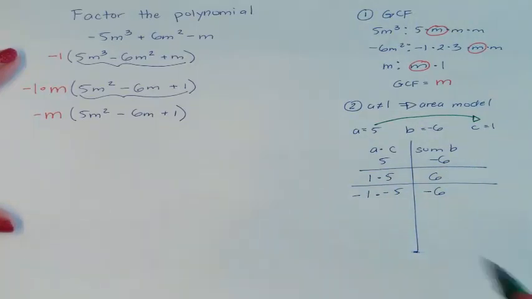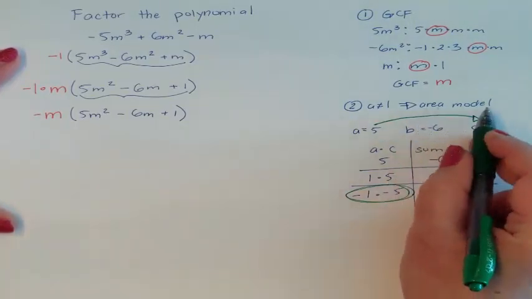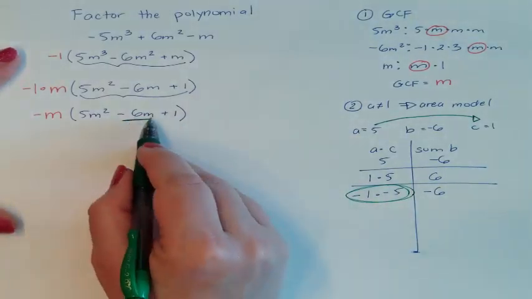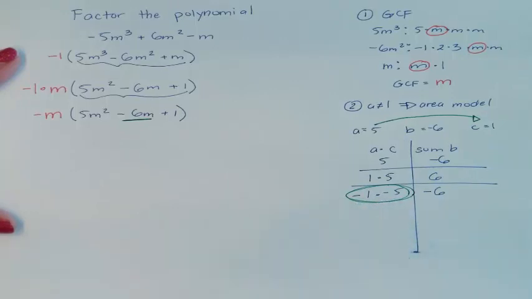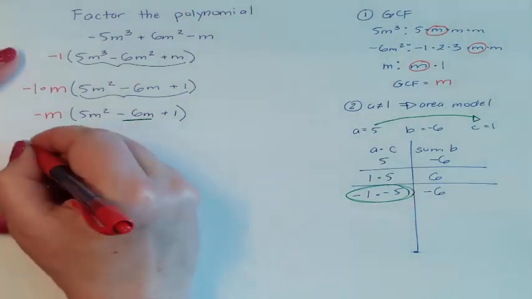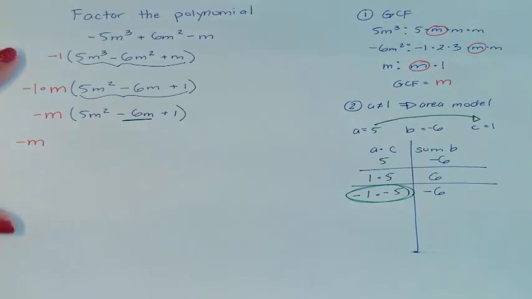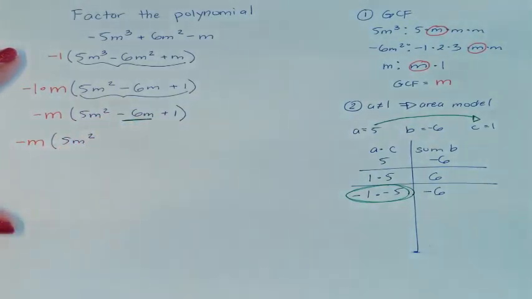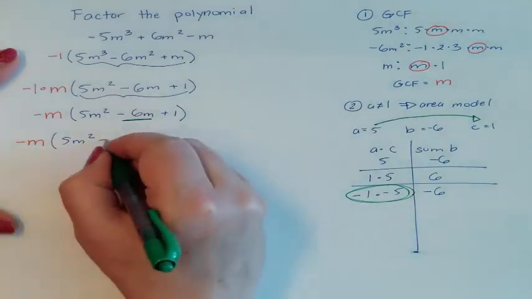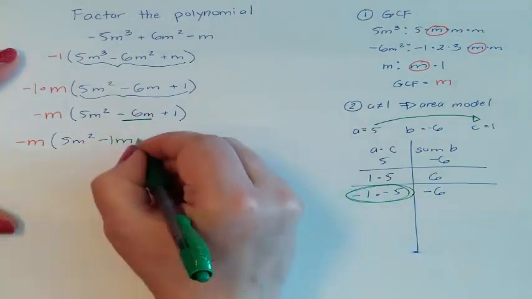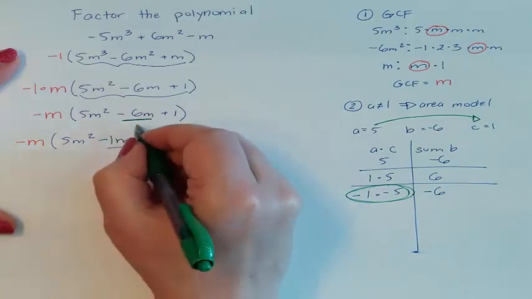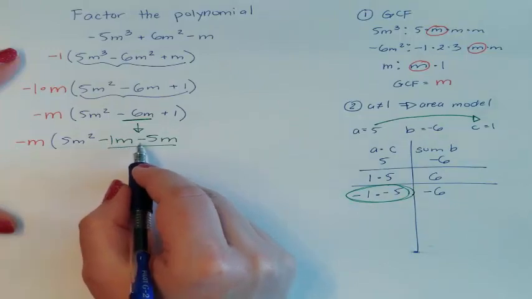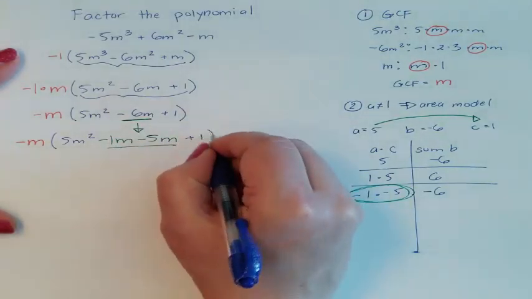So the whole reason for doing this is because we had to use the area model, which meant I needed to split this middle term up. I'm going to split this middle term up using the two values that I just found. So I still have my minus m. Cannot forget your GCF. I still have a 5m squared. Instead of a minus 6m, I now have a minus 1m and a minus 5m. I rewrote the minus 6m as negative 1m minus 5m. And you still have this plus 1.